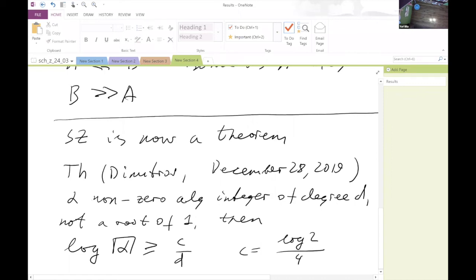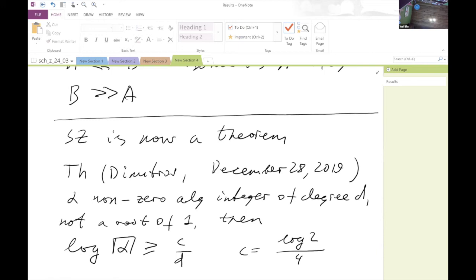The constant is certainly not best possible. There are, again, some conjectures for what the best possible constant is. But already this result I find very, very impressive. Okay.